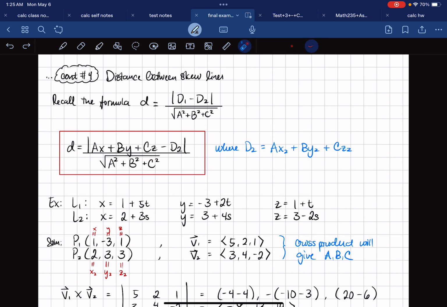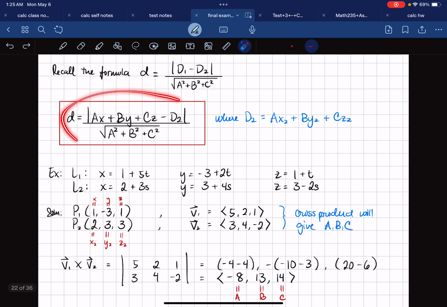But anyways, we substitute this for d1, and I leave d2 there for now, but we can also substitute this kind of thing for d2, noted as ax2 plus by2 plus cz2. Oh, I wrote it right here.